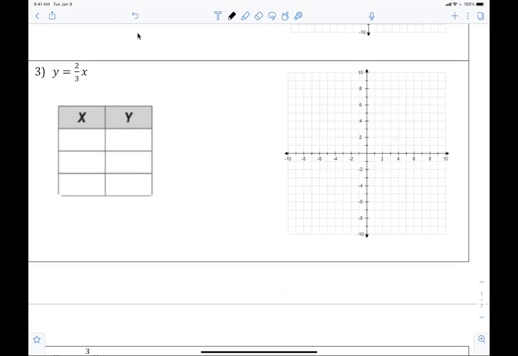All right. So now everybody's going to type in -3, 0, and 3. Because we are brilliant, we can do that in our head, but I'm trying to teach you how to use technology. So I want everybody to go to y equals now. Type in the equation 2/3 x. You can just go 2 divided by 3 and hit the x button.